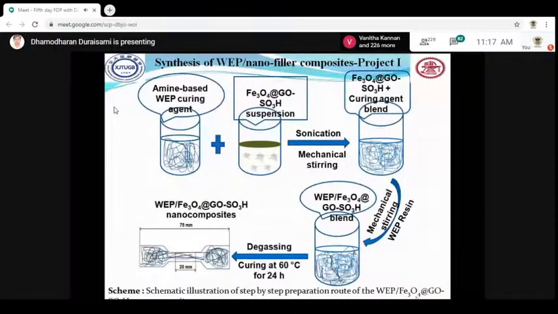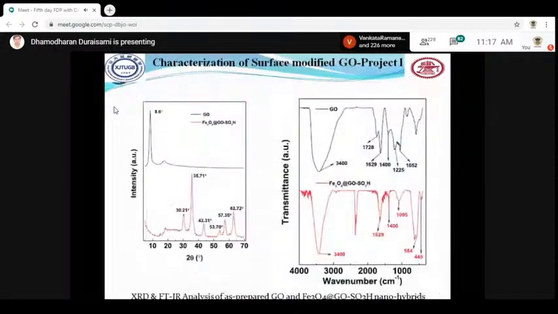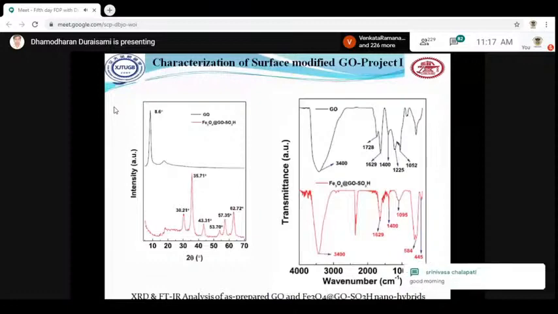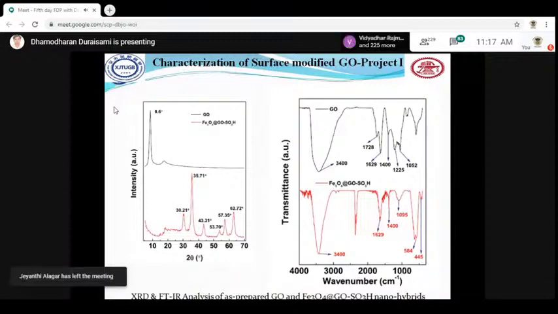It is an ISO standard. As I told you, whenever we prepare a nanofiller, we are supposed to characterize it to quantify the quality of the as prepared nanofiller. So initially we did the structural arrangement and crystal structure analysis by XRD. The as prepared GO shows a 2 theta value of 8.6.